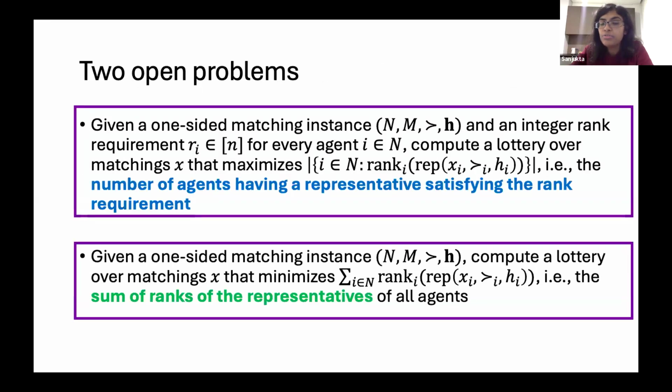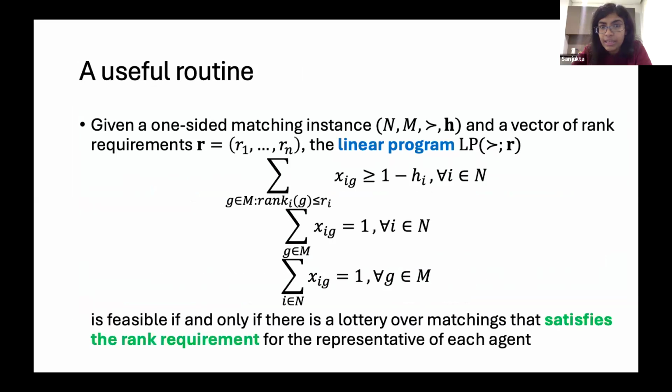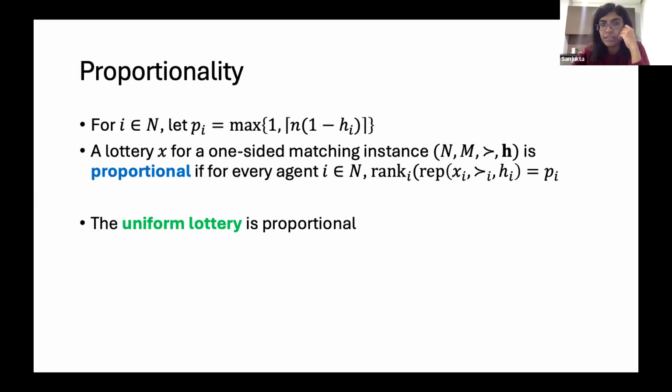But if we want to do something like rank maximization, so for each agent, I have a fixed rank Ri, and I want to know, can this agent have some representative whose rank is at least as good as Ri? Can we do that in polynomial time? Can we have the sum of ranks minimized? These questions are open. And I will actually skip this.